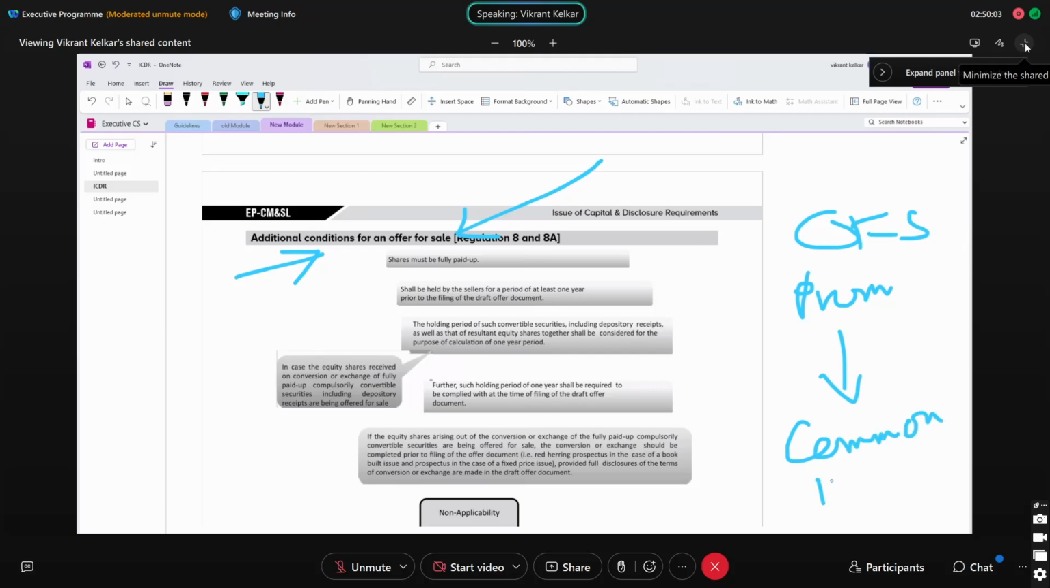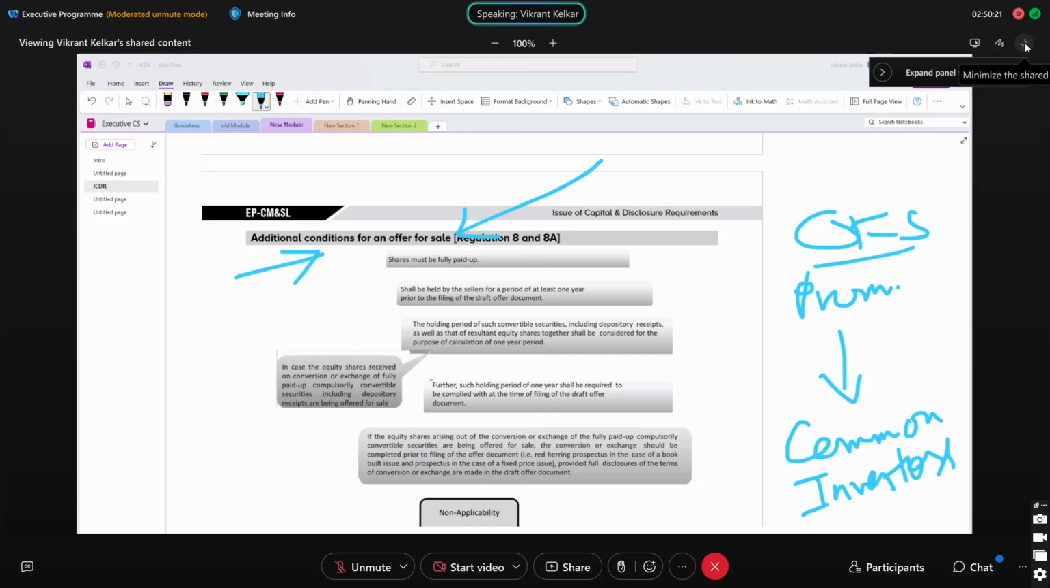In IPO, who is the party on one side? It is the company, correct? The company is selling new shares to the common investor. That is IPO. And in offer for sale, promoters are selling their securities. So what are the conditions when promoters are involved?